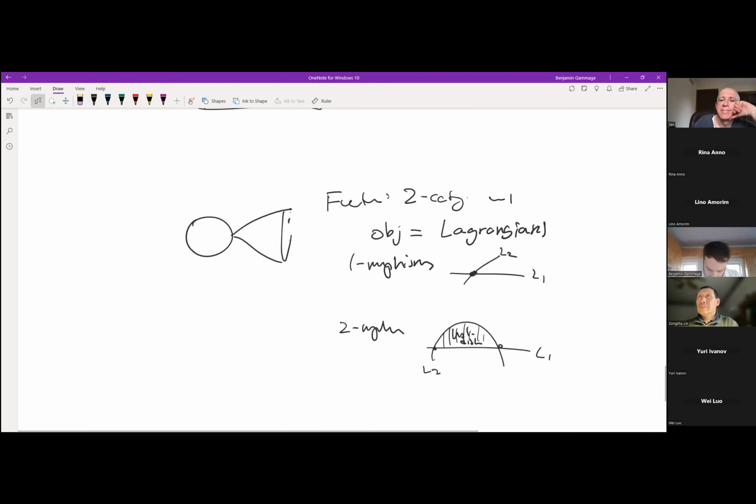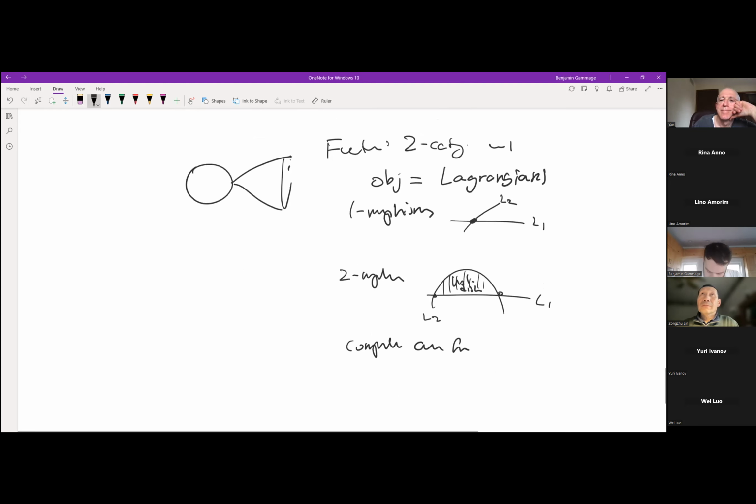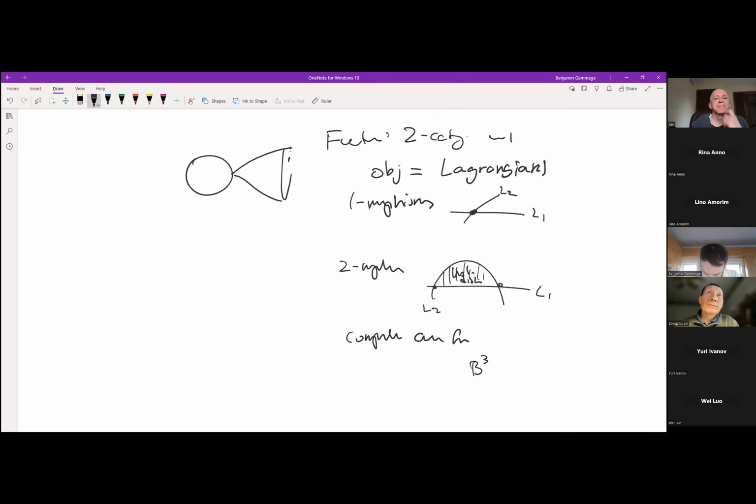And then the composition comes from three balls with boundary on those Lagrangians and the disks, and they satisfy this Fueter equation. So it's maps of a three manifold into a hyperkähler manifold. So I have this equation here called i ∂x plus j ∂y plus k ∂z is equal to zero. So that gives it the name Fueter.